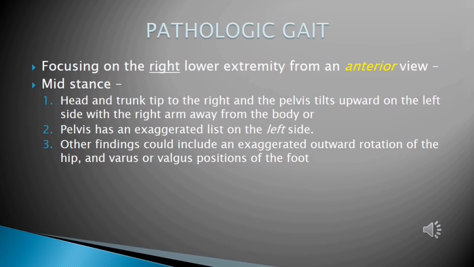Now, in the pathologic gait during the mid-stance phase of gait, again talking about the anterior view, we see that the head and trunk tip to the right and the pelvis tilts upward on the left side, with the right arm further away from the body than the left arm. We see that the pelvis has an exaggerated list on the left side, and other possible findings could include an exaggerated outward rotation of the hip and varus or valgus positions of the foot.